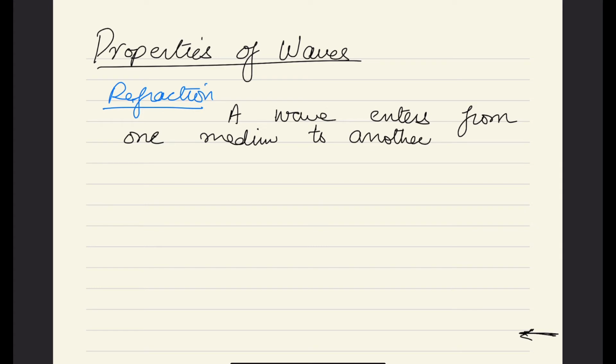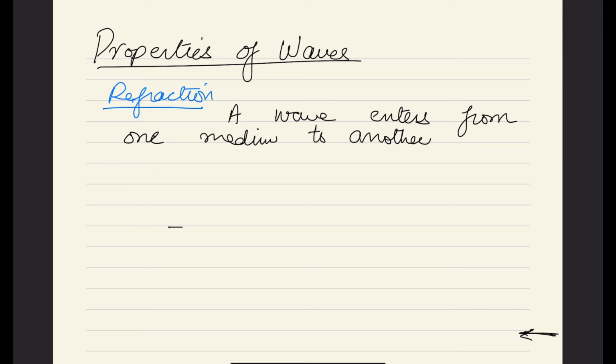So when a wave changes its medium, let's suppose a light wave enters from air into the glass, air into the water, air into the diamond, its behavior will change. By behavior, I mean its speed will change, its wavelength will change. So when a wave enters from one medium to another, that's called refraction.